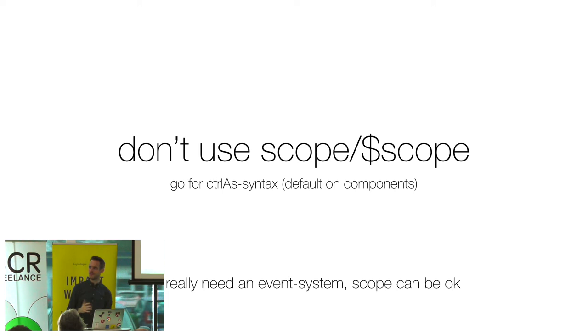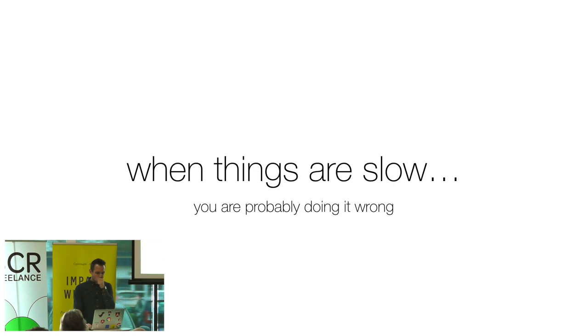But you probably don't need it, because it also has the hierarchical stuff, where you can broadcast some places in the scope, and it'll only go downwards or go upwards in the scope ancestor chain. So it's just hard to reason about, and you generally don't want that in your application. So when things are slow, you're probably doing it wrong.